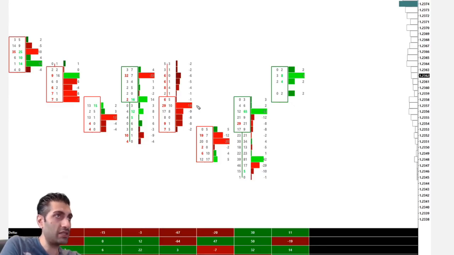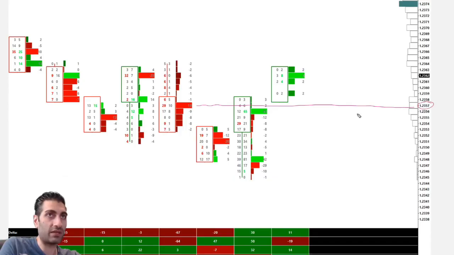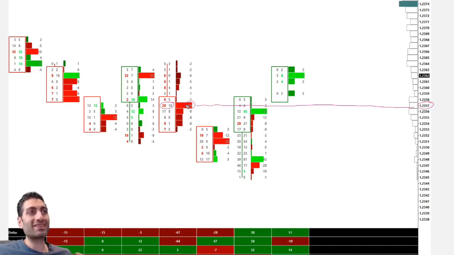Can you see at this price point, which is 123.57 in pound dollar, it's 29 minus 10, which is what? Minus 19 in red. Why? Because the selling side was stronger at that price. So when I said there's a compromise, where is the compromise, guys?